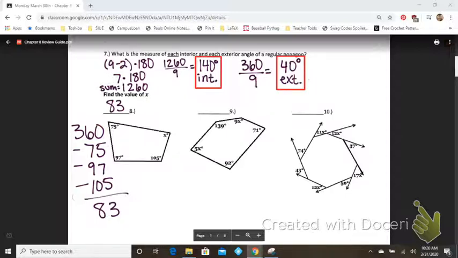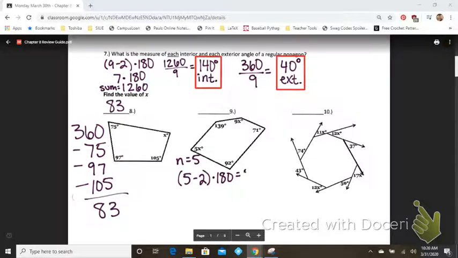Number 9 is a little more involved. This time we don't have a quadrilateral. Instead, we have a pentagon. We've got 5 sides. So this time we would first need to do n minus 2. So if n equals 5 here, 5 minus 2 times 180.